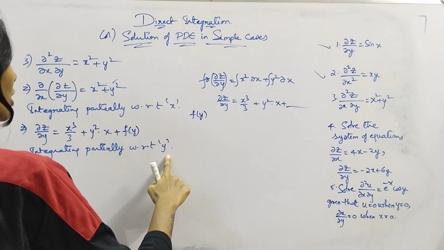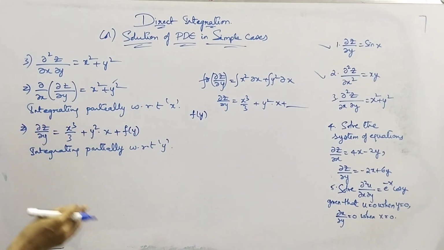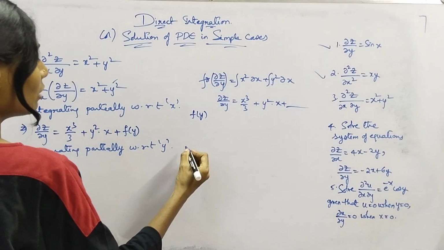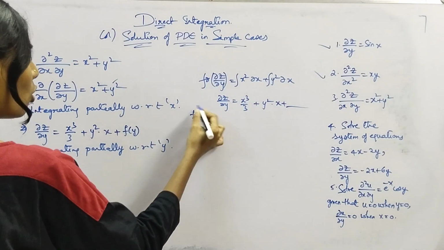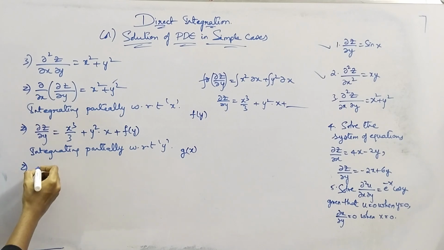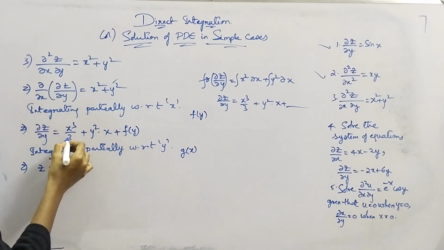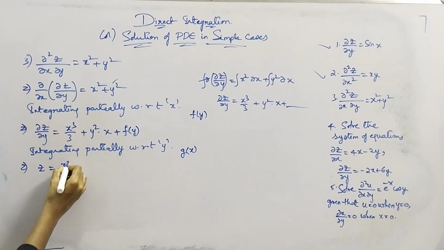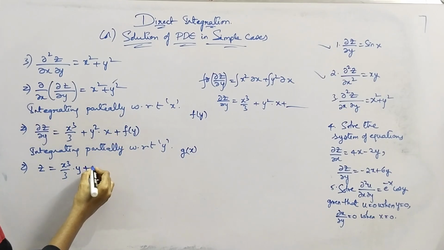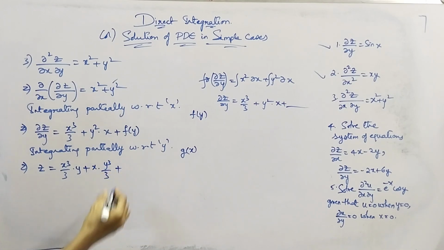Since we are integrating partially with respect to y, we'll treat x as constant, and here we are going to get a constant of integration. Whenever we do integration, we'll get a constant of integration, and here it will be some function of x. Already we have used f of y, so I'll take g of x. So this gives us z equal to, with respect to y, so this is treated as constant. You have constant into y plus constant into integral y square is y cube by 3 plus f of y.